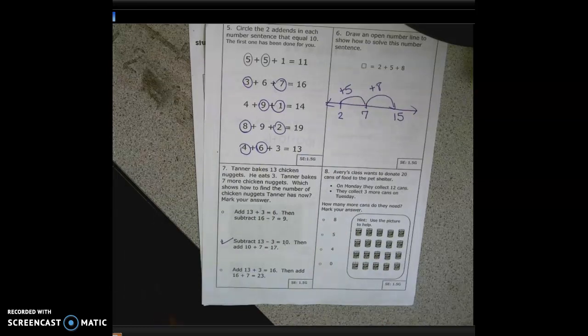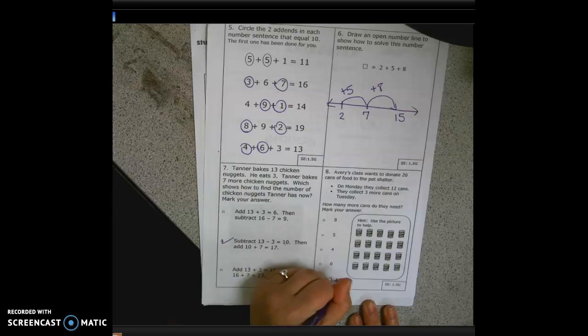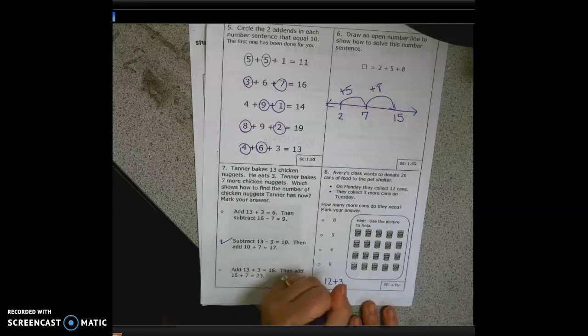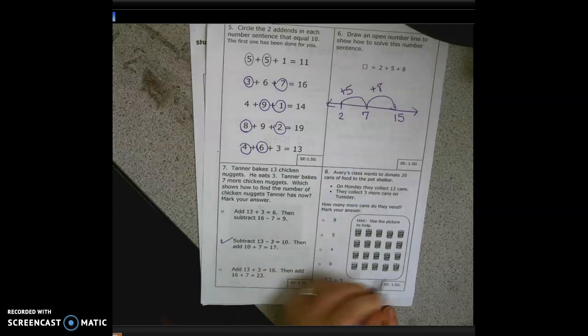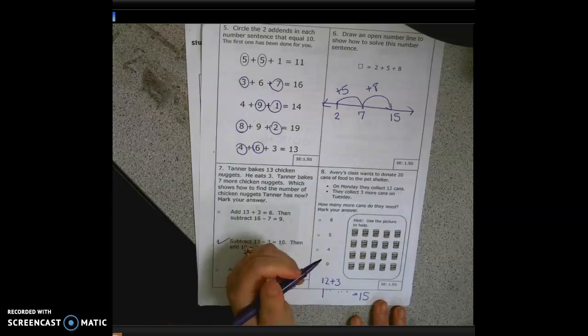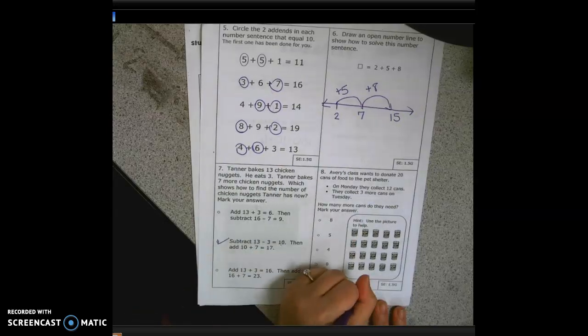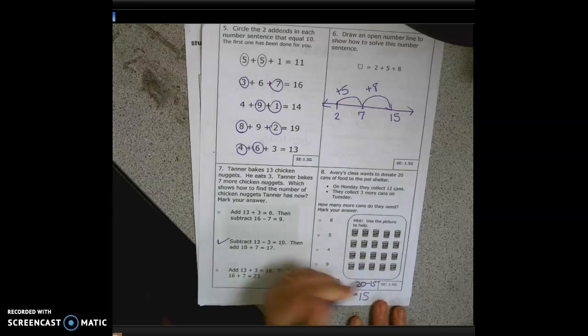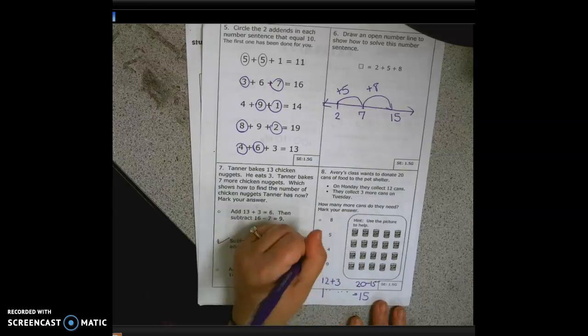Avery's class wants to donate 20 cans of food to the pet shelter. On Monday, they collect 12 cans. They collect 3 more cans on Tuesday. How many more cans do they need? Mark your answer. Well, they had 12 cans. They collected 3 more. Well, I know that 12 is really one group of 10 and 2 ones, and 3 is 3 ones. So that really is 5 ones. So that is the same as saying they have 15 cans. So they are trying to get 20, so I'm going to say 20 minus 15.